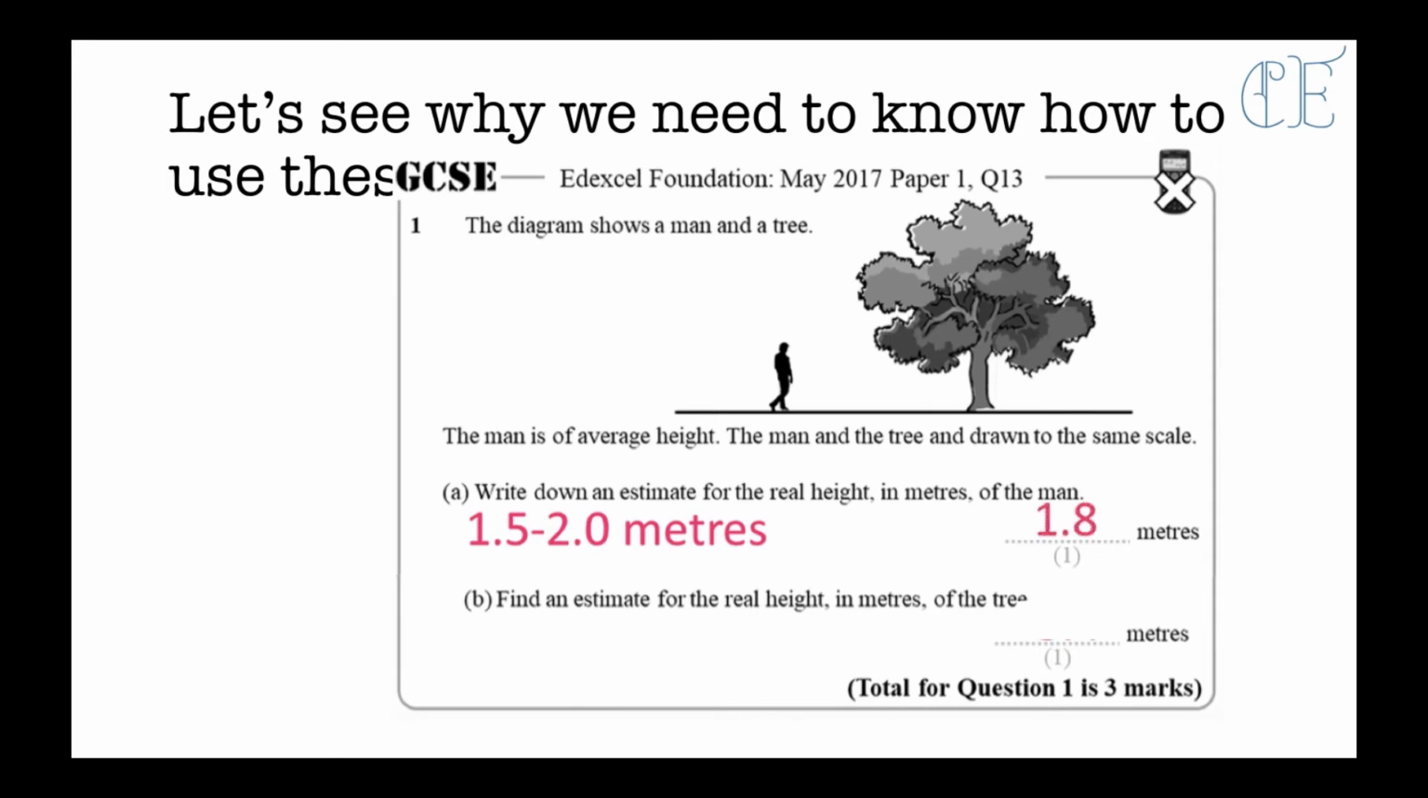So I took the middle number, anything between 1.5 and 2. They do expect an actual answer, so just put in the middle, 1.8. And then because we estimated that the tree was 3 times the height of the man, we can times that by 3, giving us 5.4.